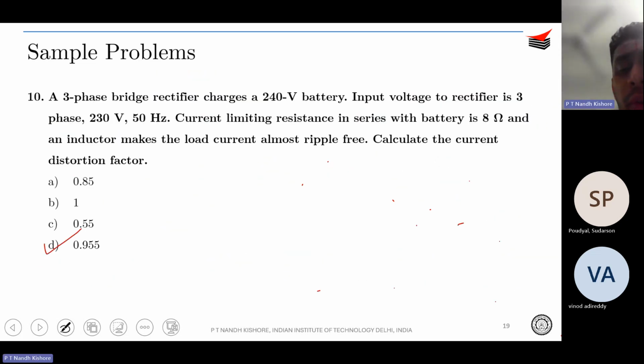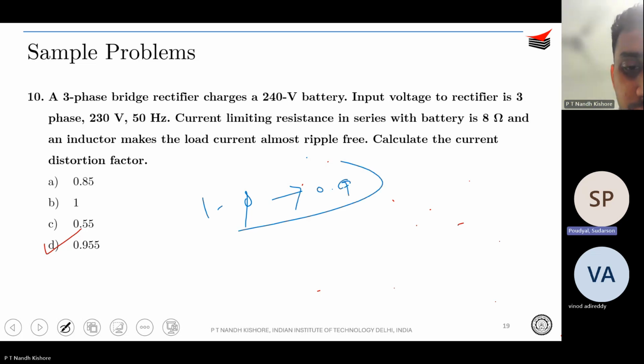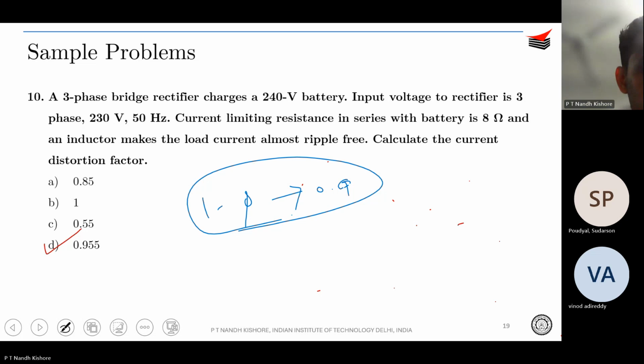So irrespective of what is given in the question, whether it's a 240 volt battery, 8 ohm or 10 ohm, rectifier, inductor, whatever may be the question, you know that the current distortion factor is fixed for a three-phase bridge rectifier case, right? Yes, sir. Similarly, for single phase, it will be 0.9 if I'm right. 0.9. Yes, sir. 0.9. Okay.